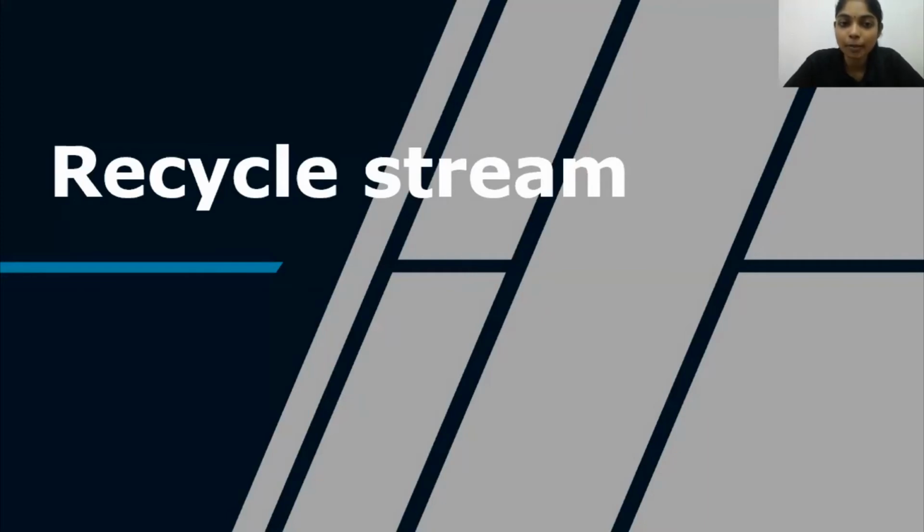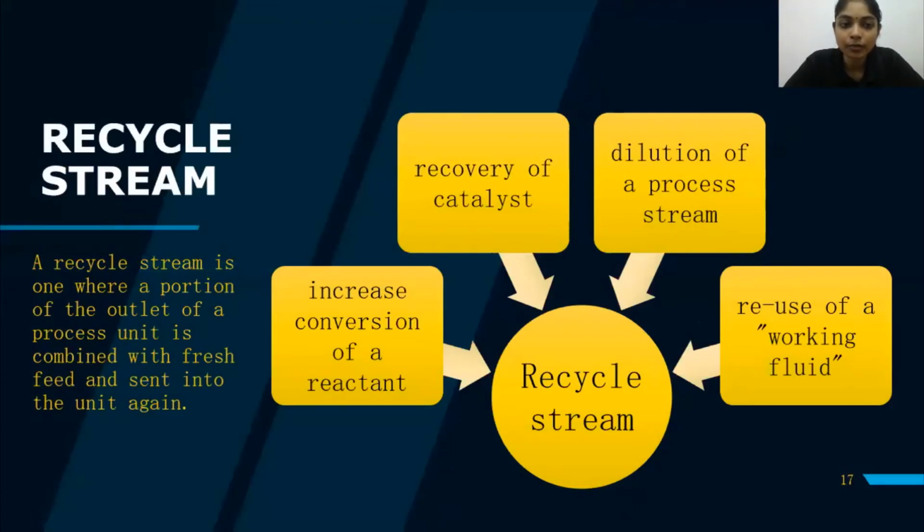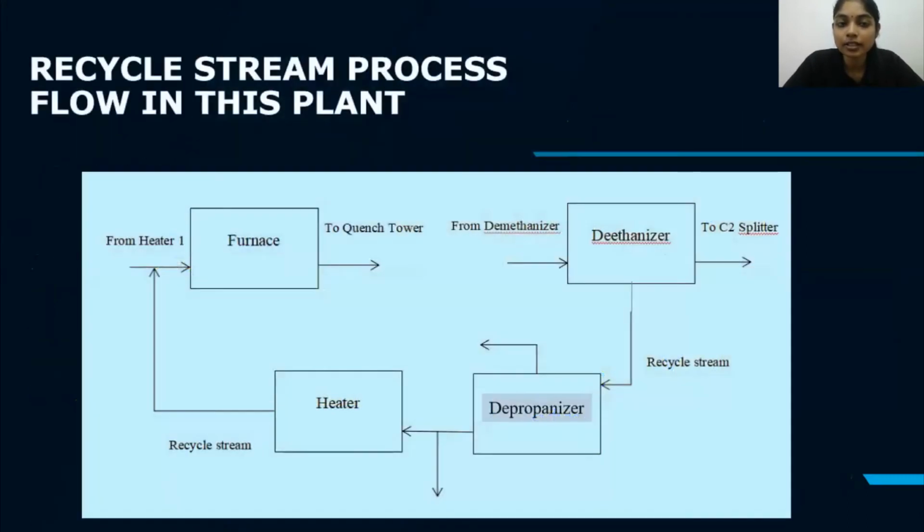Next, I will explain about the recycle stream. A recycle stream is basically a stream where a portion of the outlet of the process is combined with the fresh feed and sent into the unit again. There are many reasons why a recycle stream is introduced into a plant. Mainly it is to increase the conversion of the reactant into product, for catalyst recovery, to dilute the stream, and also to reuse the working fluid. The working fluid meant here is the lubricant or a refrigerant. Let us see the recycle stream process in this plant.